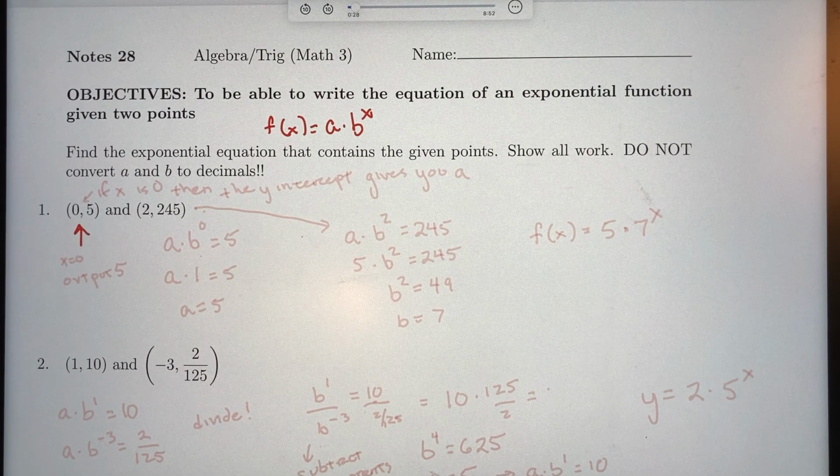Okay, so let's take a look. The claim is, first of all, if you're given an input of 0, it automatically gives you what a is. So let's just see that. X is 0. So just to make a big deal of it, I have a times b to the 0 being 5. Well, what is b to the 0? As long as b isn't 0 itself, it's the number 1. Oh, so a is 5. So again, the y-intercept tells you a.